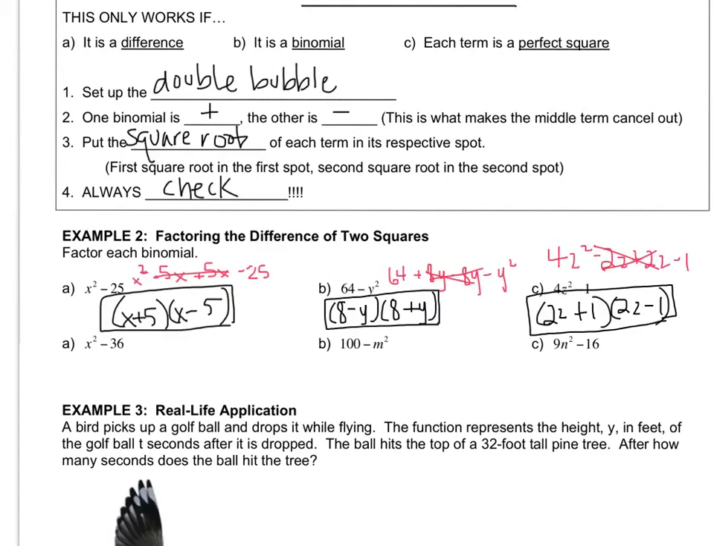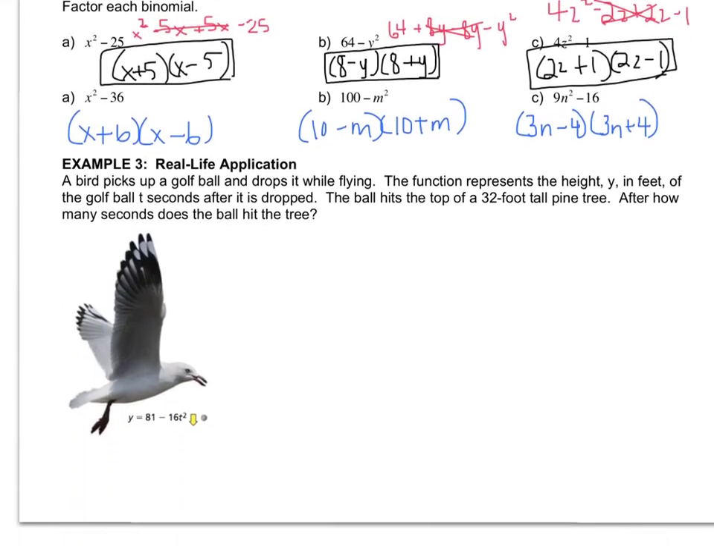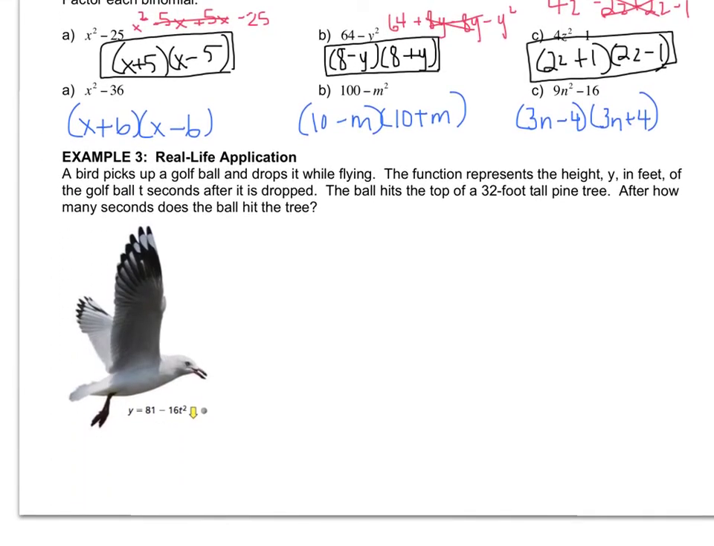Try the next three, A, B, and C, on your own. Pause. All right, when you're ready, check out example 3. A bird picks up a golf ball and drops it while flying. The function represents the height in feet of the golf ball t seconds after it is dropped. The ball hits the top of a 32-foot pine tree. After how many seconds does the ball hit the tree?